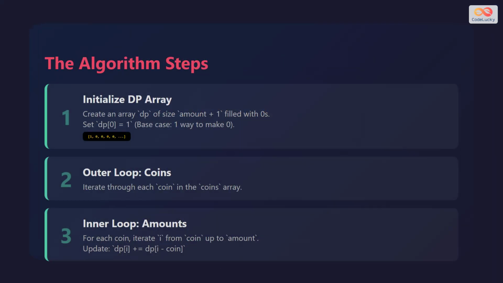Here is our plan. First, we create an array called dp, sized to the amount plus 1, and initialize it with zeros. We set the 0 index to 1 because there is one way to make 0 amount, by choosing nothing. Then, we iterate through each coin, and for each coin, we update the array values from the coin's value up to the total amount.